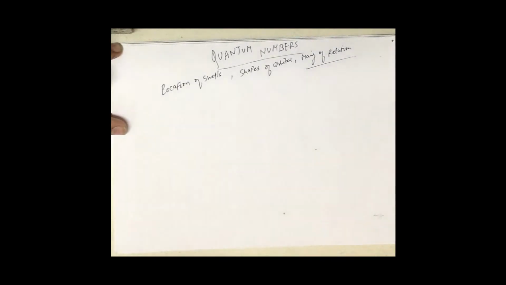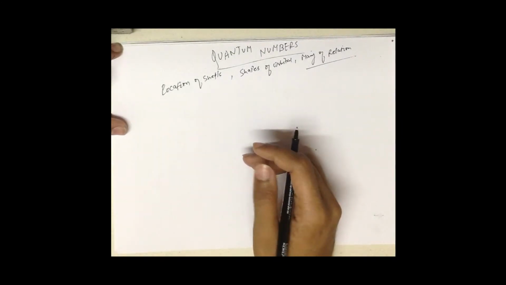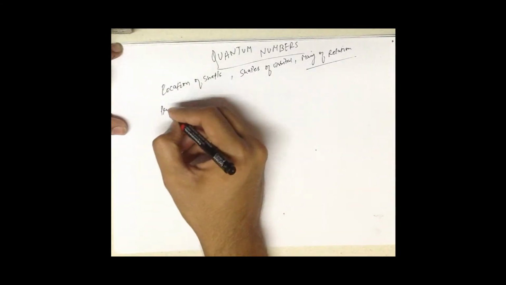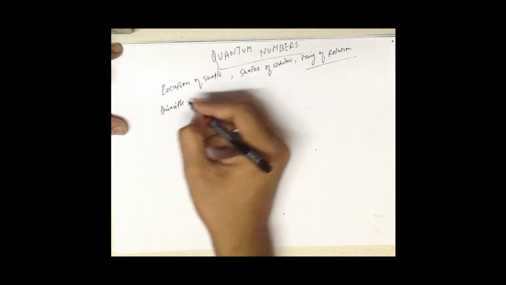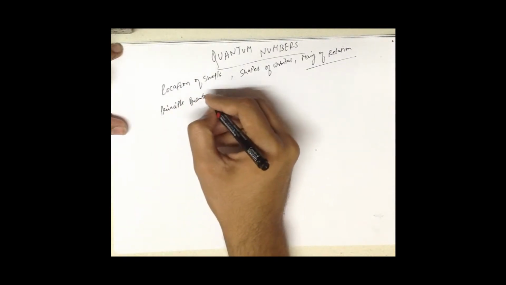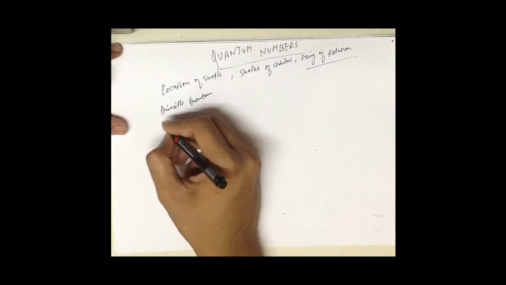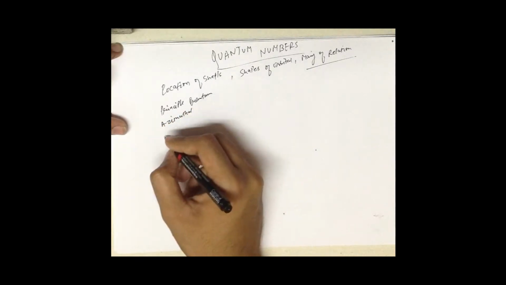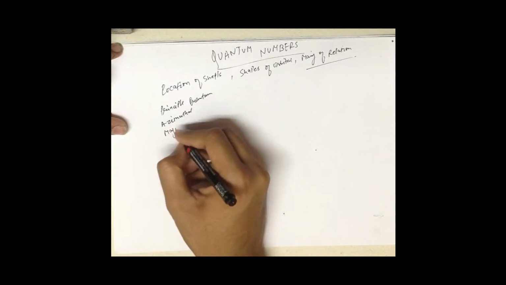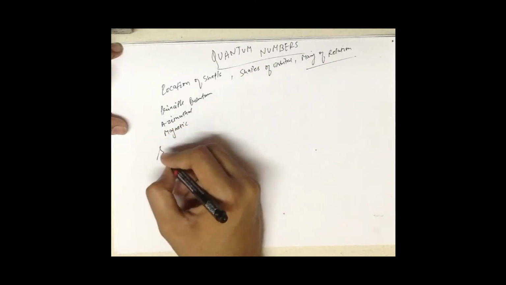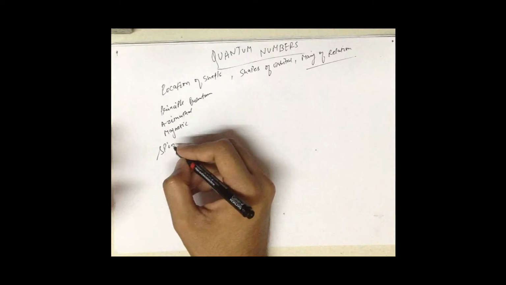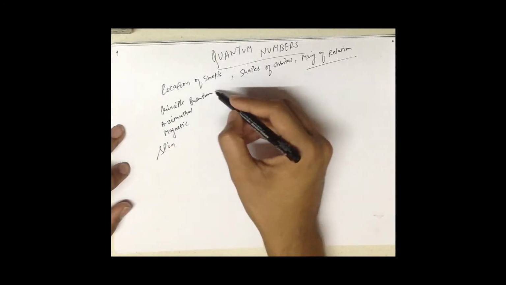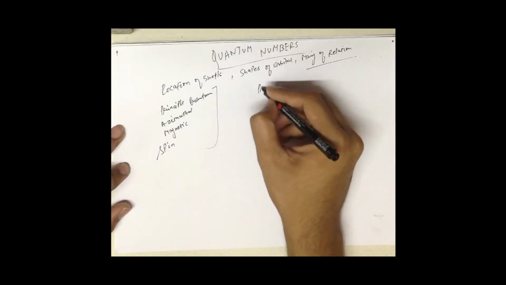So there are four types of quantum numbers. The first of them is the principal quantum number. Second is the azimuthal quantum number. Third is the magnetic quantum number. And fourth is the spin quantum number. So we'll study them. First is the principal quantum number.